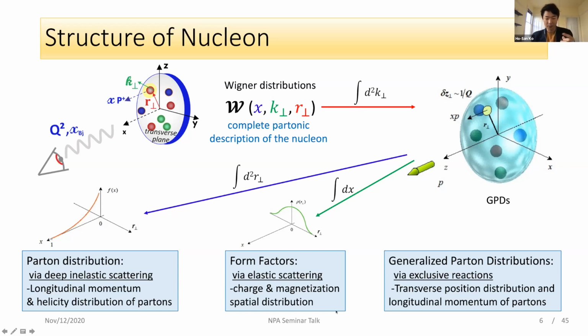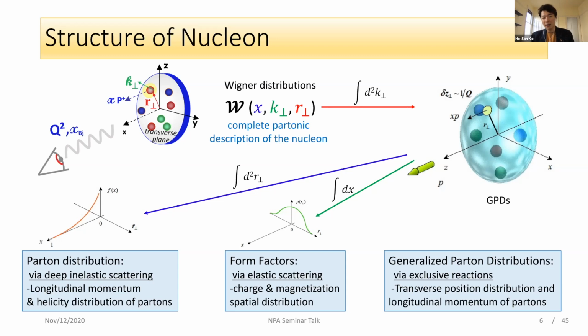This is the form factor, which is accessible by elastic scattering, gives us spatial distribution of the parton inside the nucleon. And on the left, the parton distribution functions, which is accessible by deep inelastic scattering, gives us longitudinal momentum distribution of the partons inside the nucleon. And these objects have given us much information for decades, but there are disadvantages. Form factor has no momentum information, and parton distribution has no spatial distribution of the partons inside the nucleon.